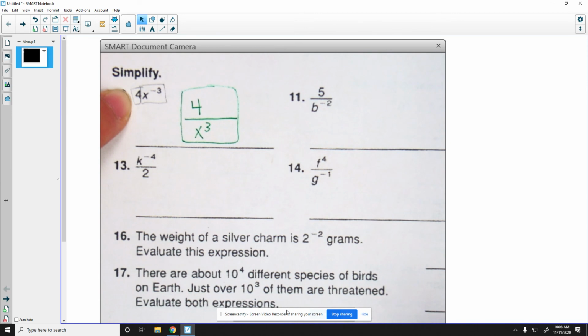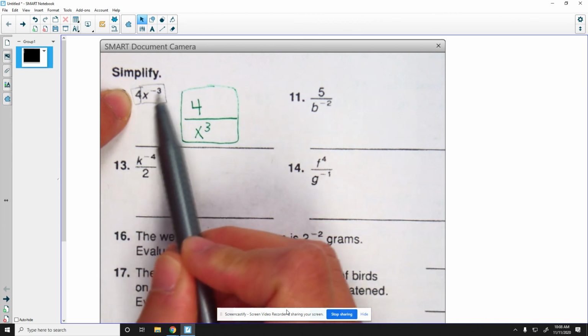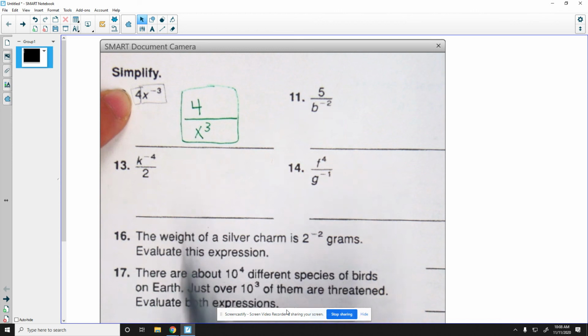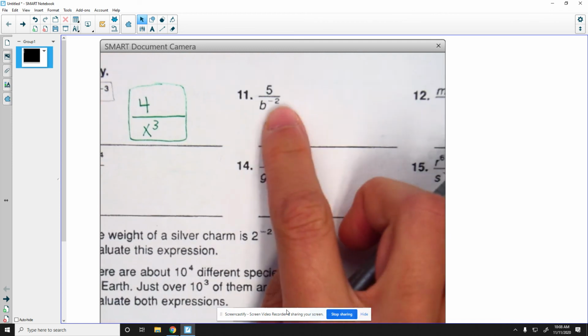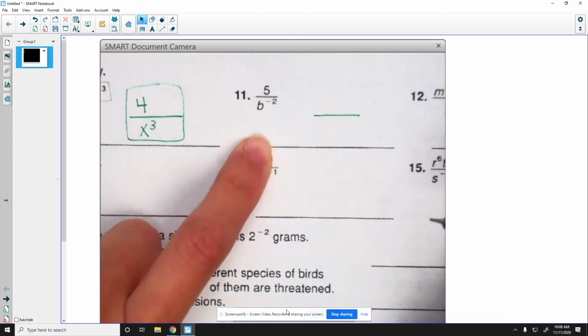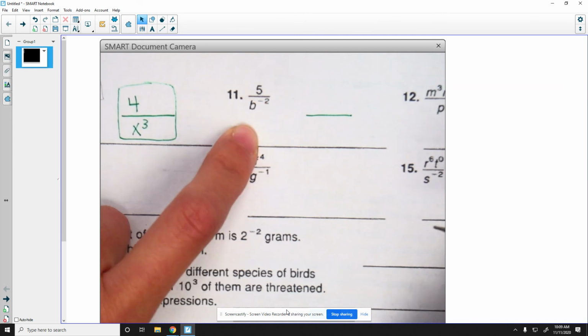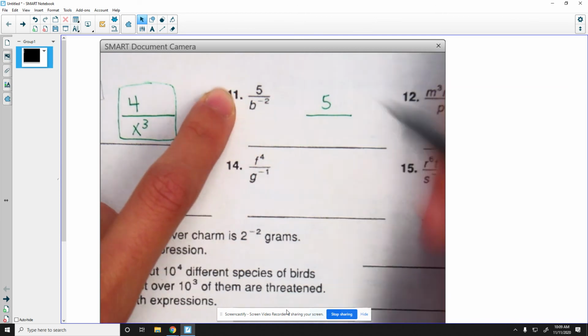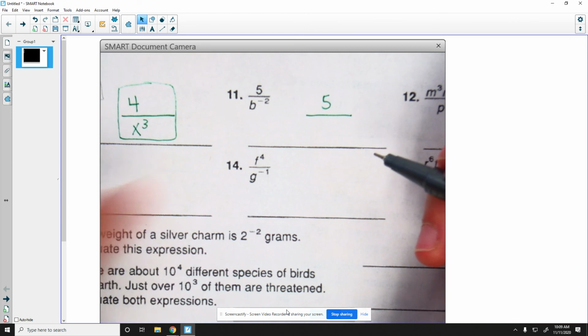So the rule is if you have a negative exponent, you have to simplify it. This negative exponent is not simplified when it's written like this. You have to flip it. Okay, number 11. 5, top or bottom? Top. It stays on the top because it was not a negative exponent, so leave it as it is.